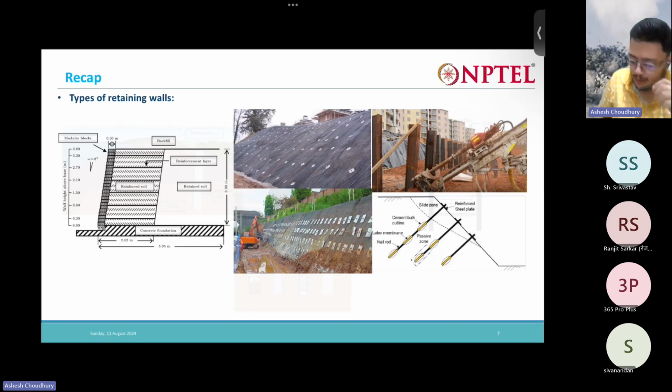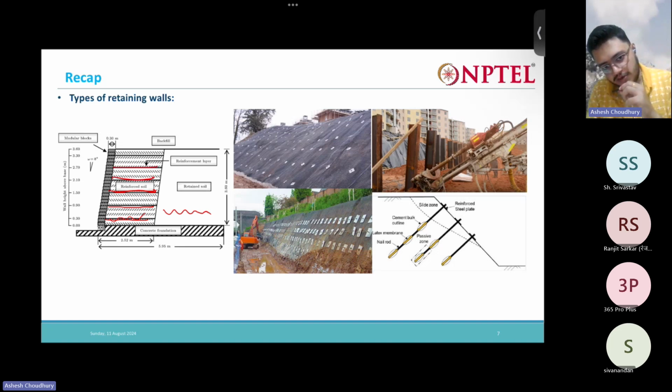Now more types of retaining wall. The main type of retaining wall that we'll be designing is our reinforced soil wall, right? Reinforced soil wall. In that case, first we have the reinforced soil section and our backfill section. The reinforced soil section means the soil section where we have used some kind of reinforcement. It may be geogrid reinforcement, it may be geotextile reinforcement. It can be any type of reinforcement.